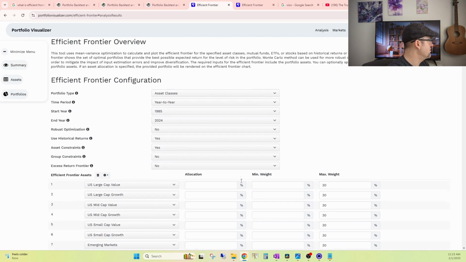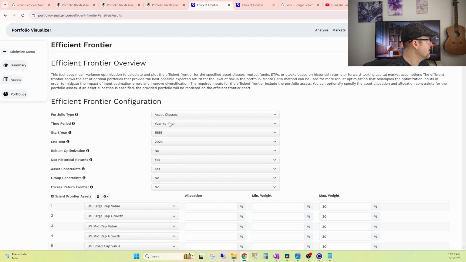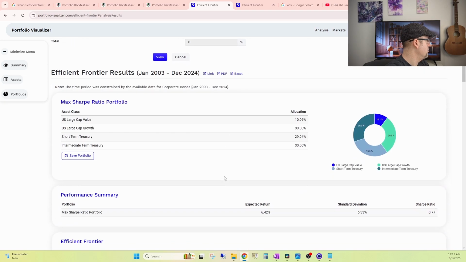Okay, I'm gonna go through the top areas right here. So we get asset classes. We got year to year, 1985 to 2024. No, yes, yes, no, no. Okay, and then we'll view what we get. So it ran from January 2003 to December 2024.